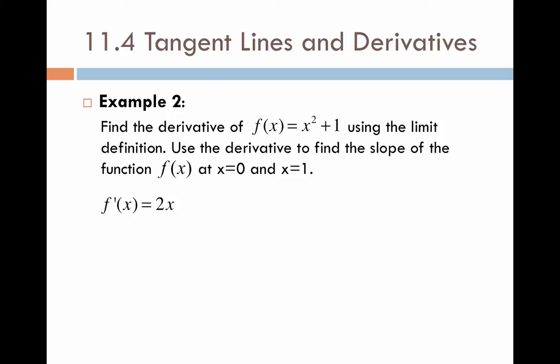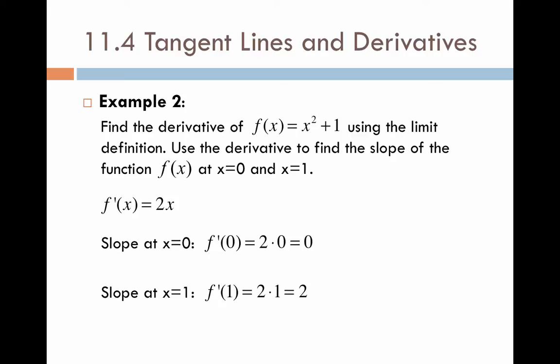So the rest of this question is to use the derivative, there's the derivative, to find the slope of the function at x equals 0 and at x equals 1. So to find the slope at x equals 0, I just plug 0 into the derivative. So my slope is 0 at that point. To find the slope at x equals 1, I plug 1 into the derivative and I get 2. So the slope is 2 at that point.